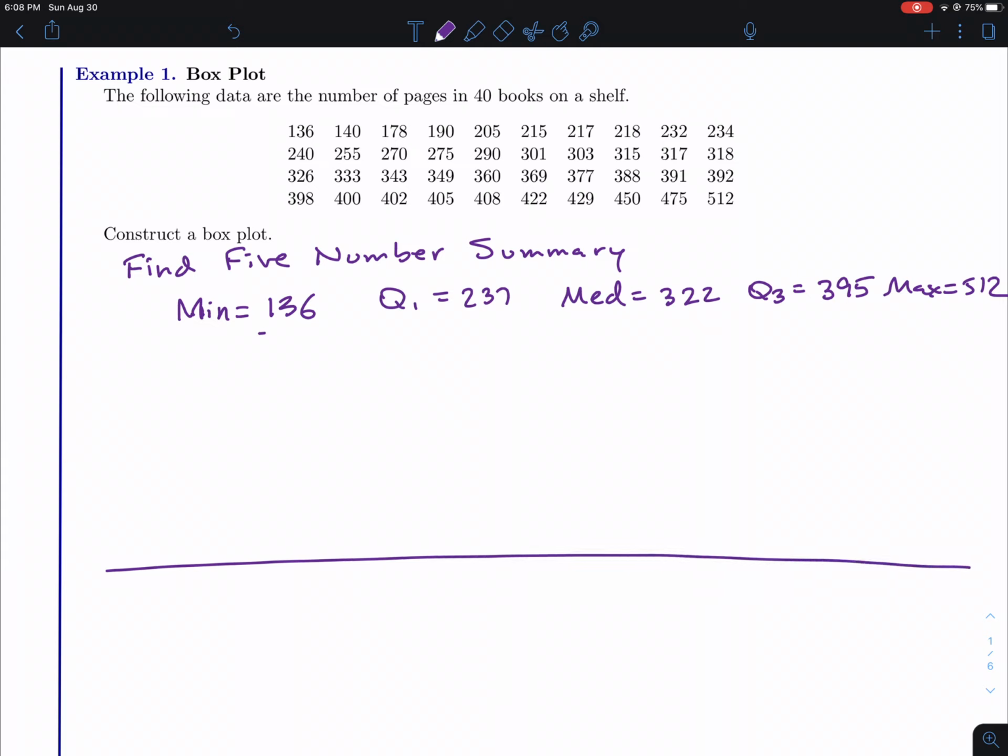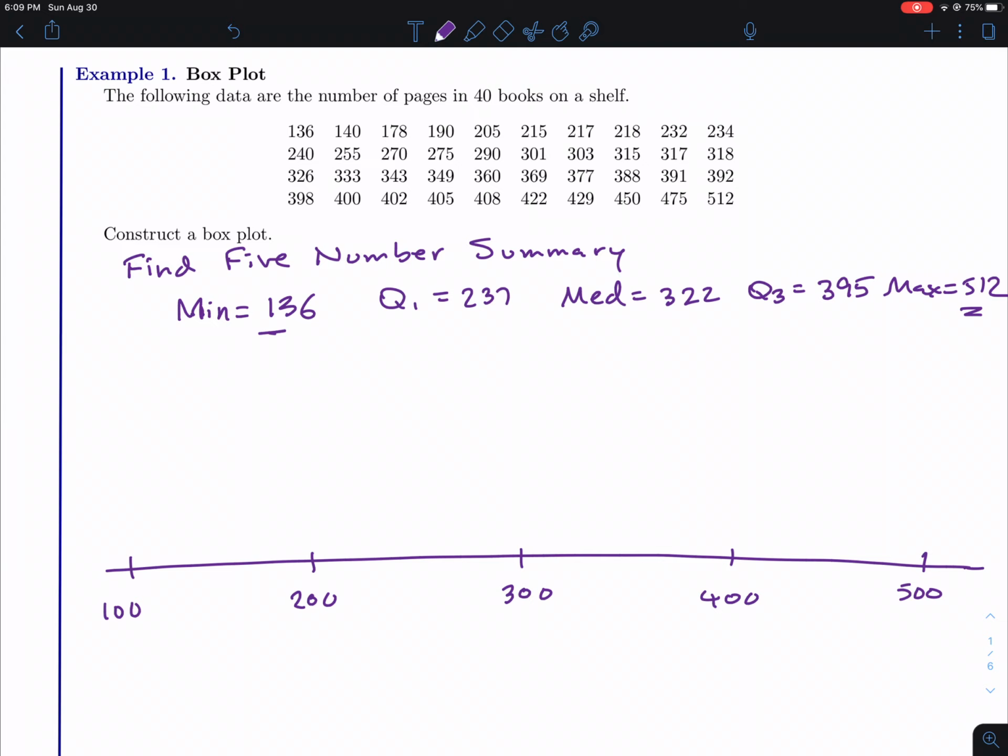I've got to make sure I include 136, but I also need to make sure I include 512 in my axis. You can use whatever scale you want, it doesn't matter. I might make it as big as possible and try to spread it out by 100s or something like that. So let's get 100, 200, 300. And obviously, if you were using graph paper or a ruler and trying to spread it out, that would probably be better.